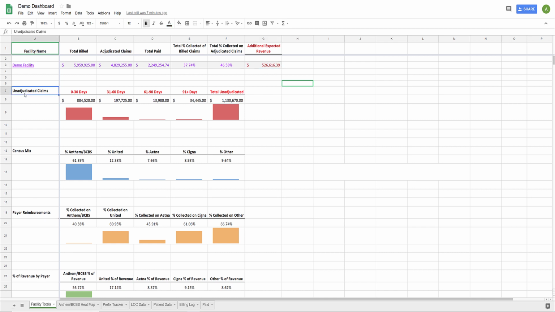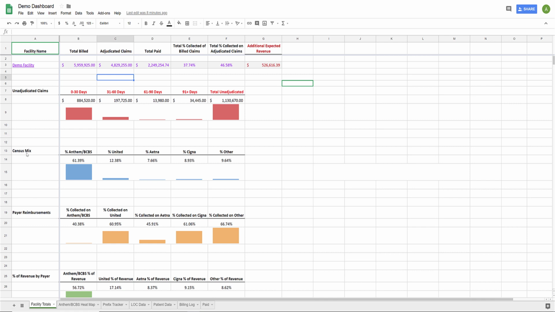Speaking of unadjudicated claims, this tells you how much your total unadjudicated, as we said earlier, that was just over 1.1 million, but it also tells you how long it's been. They call this aging as well. So of this 1.1 million, about 880,000 was billed in the past 30 days. Just under 200,000 is 31 to 60 days old. Just under 14,000 is 61 to 90 days, and there seems to be about 34,000 in claims that have exceeded 91 days in the aging cycle.